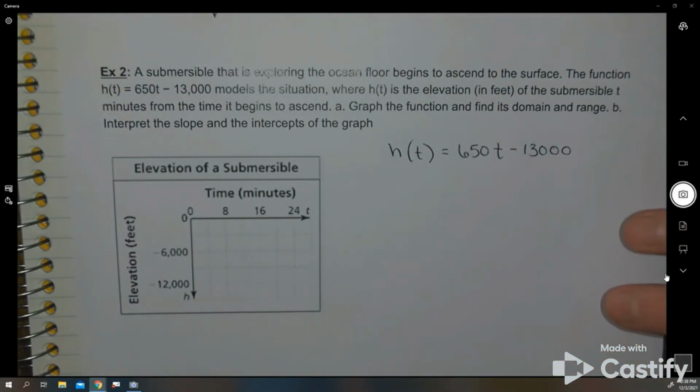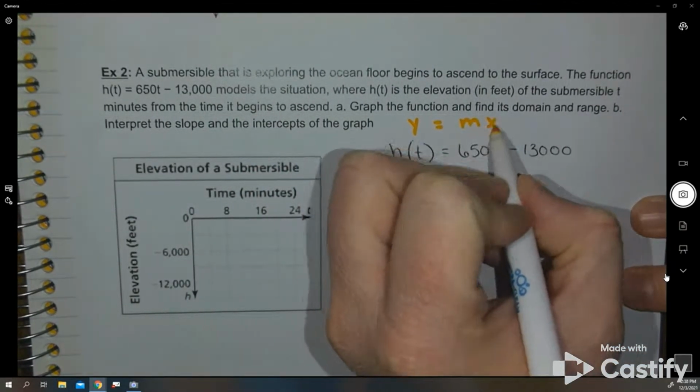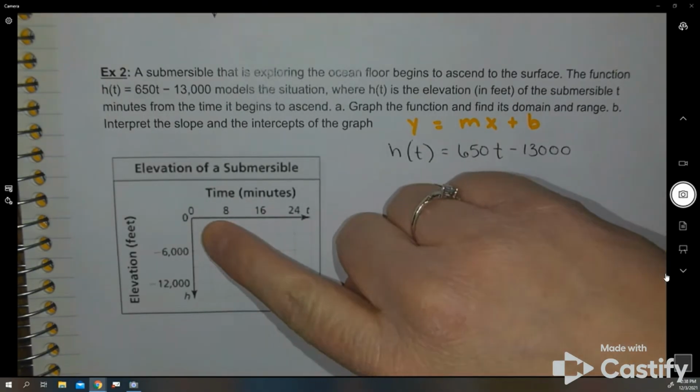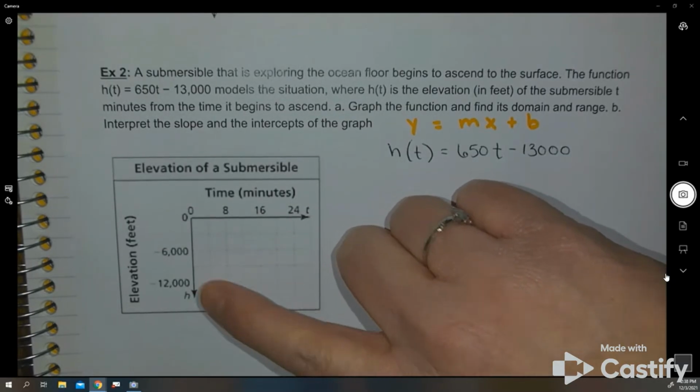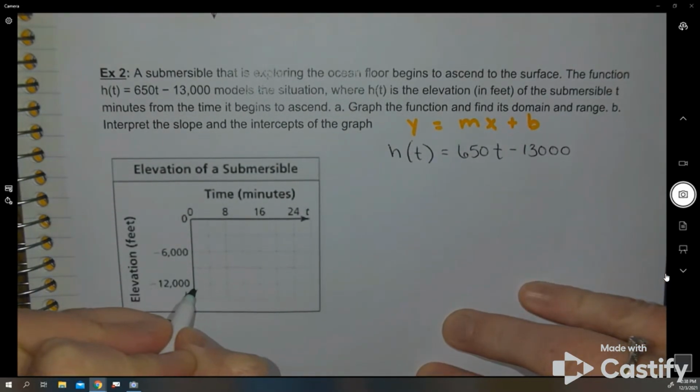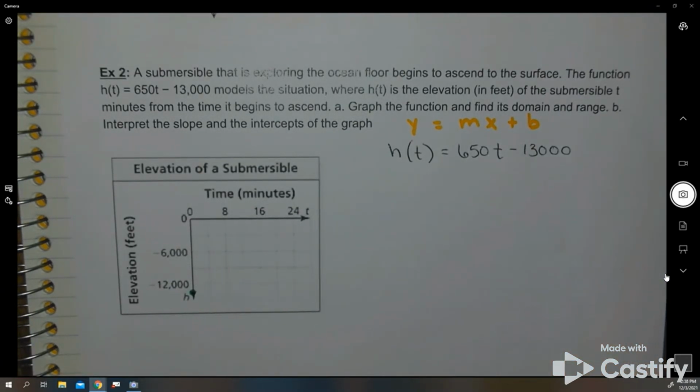And I want to make a connection with you. If you notice, it kind of looks like it's already in a form of slope-intercept form. So because of that, we know that our y-intercept is -13,000. It looks like each of these lines is counting by 3,000, so we're going to have to be just below that -12,000, about right here. And we know that they're going up 650 feet for every minute since they've begun their ascent.